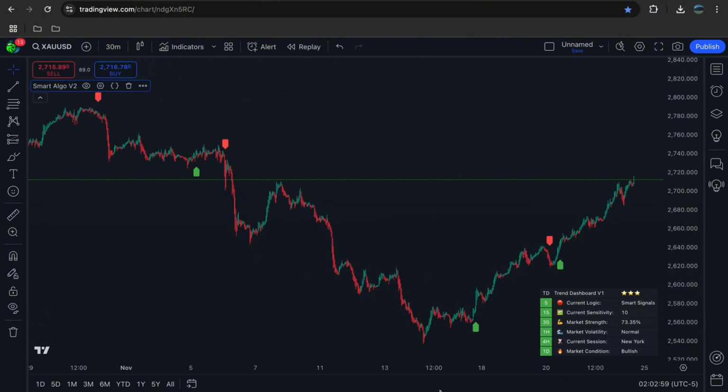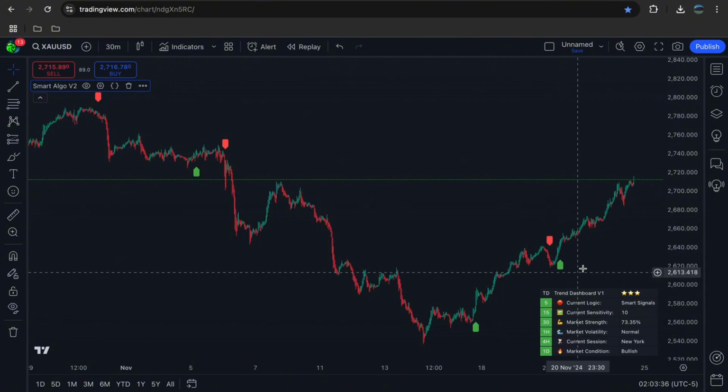This feature has been completely revamped, and it's better than ever. The new dashboard is designed to give you a quick and clear overview of the market, all in one place. Let me break it down for you. When you look at the updated Trend Dashboard, you'll see a wealth of essential market information right at your fingertips. It shows you the current logic setting you're using, the sensitivity level you've chosen, and even the market strength percentage. It also provides a volatility reading and lets you know which trading session is currently active. To top it off, the dashboard gives you an overall market condition reading, telling you if the market is bullish or bearish at a glance.